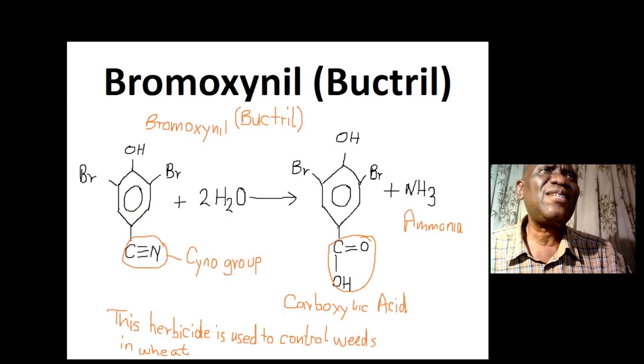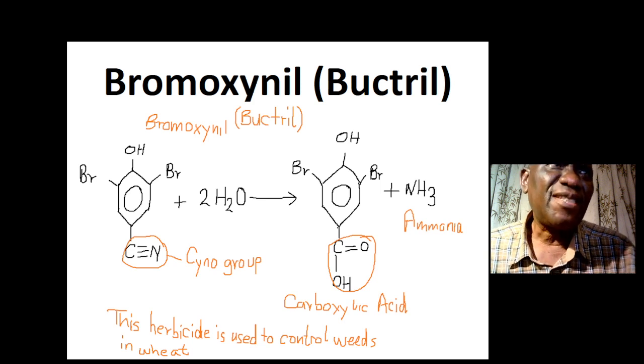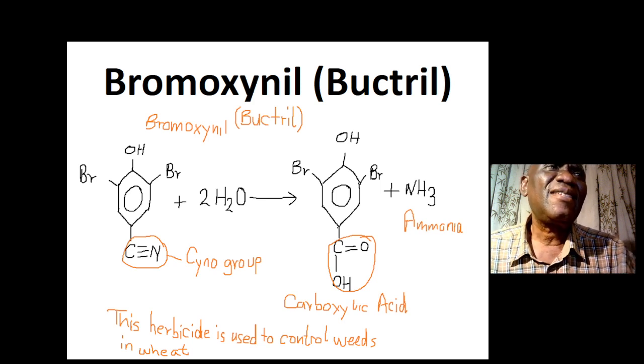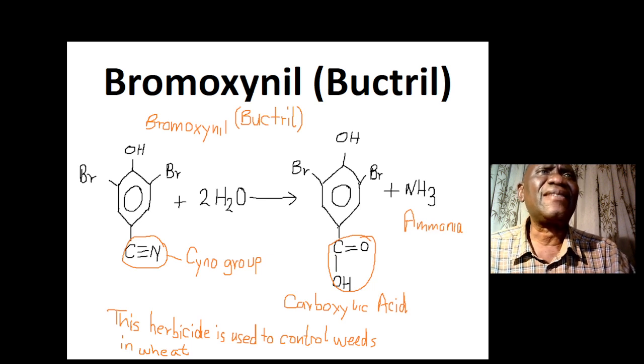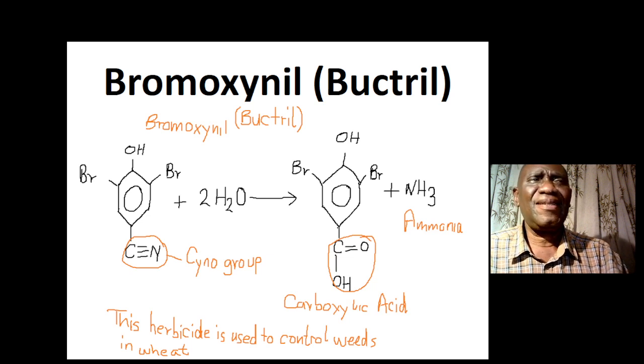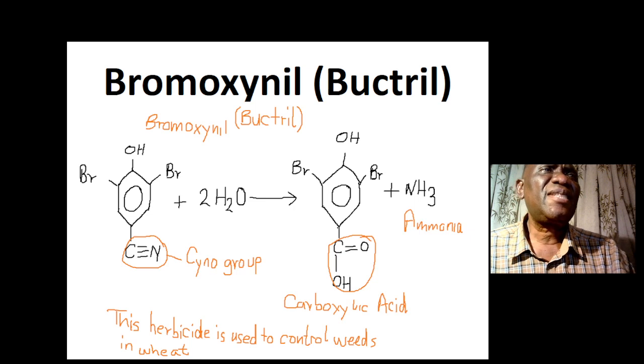Again, bromoxynil, bactrial, we just focus on the triple bond or the cyano group, which can liberate a carboxylic acid and possibly an amine after hydrolysis. So this is the hydrolysis of the cyano group.